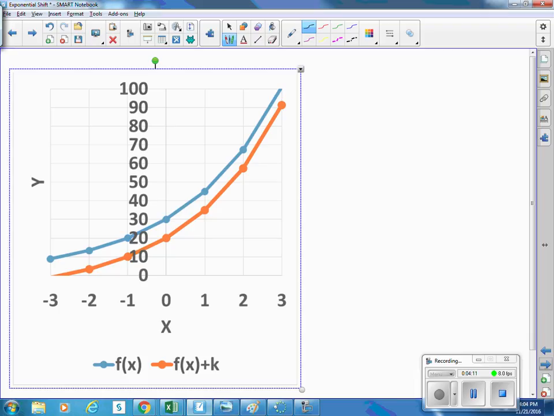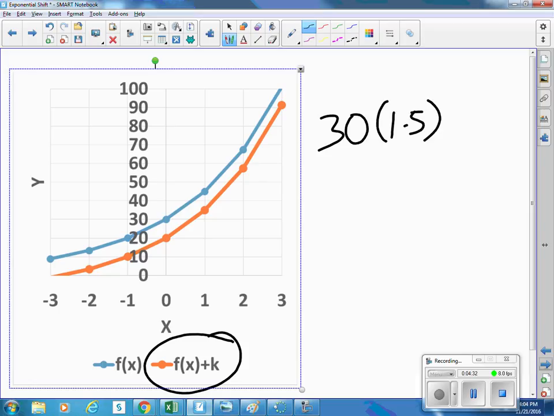Now they say that the k is outside the parentheses here. The original function crosses at 30. The orange one crosses at 20. So I've shifted the equation down by 10. So this would be 30 times 1.5 raised to the x minus 10. So I subtract 10 after I evaluate the function. So k equals negative 10 outside the parentheses.